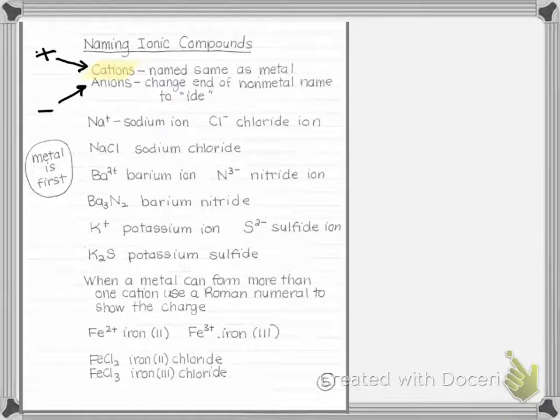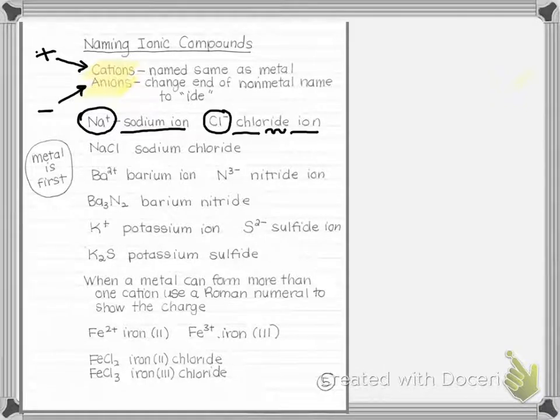Okay, so going down to our example, here is sodium, that's a metal, and so we just call it sodium ion. All right, then we look at anions, right here. So for anions, it says change the end of the nonmetal name to IDE. Okay, so that's chlorine, and that's an anion. Nonmetals are anions. But instead of saying chlorine ion, I change the ending to IDE, so it becomes chloride ion.